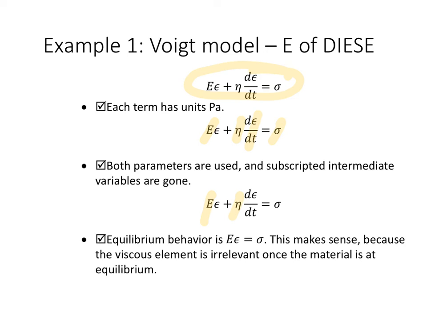And then we can look at the equilibrium behavior. Well, when we set the derivative to 0, this term falls out, and we're left simply with E times the strain is stress. This looks like Hooke's law for uniaxial stress, which is what we applied here, which says that once it has come to equilibrium, the viscous element's no longer important, and we have Hooke's law. We could have also seen that we had the dashpot and the spring at equilibrium. The dashpot is no longer relevant, and we're left with just the spring, which makes sense with this equation.